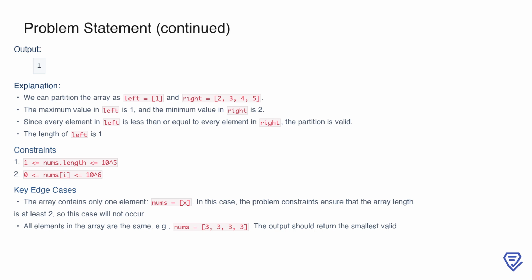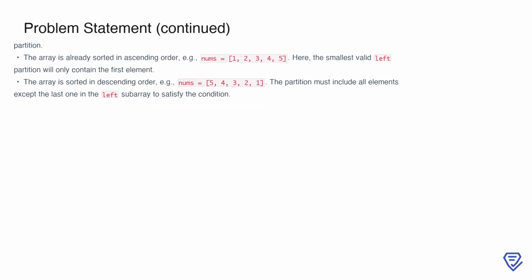include the first element. When analyzing edge cases, several interesting scenarios come up. If all elements in the array are the same, such as 3, 3, 3, 3, the output will return the smallest valid partition, which includes only the first element in left. For arrays already sorted in ascending order, like 1, 2, 3, 4, 5, the left partition will again contain just the initial element. On the other hand, for arrays sorted in descending order, such as 5, 4, 3, 2, 1, almost the entire array needs to be included in left to satisfy the conditions, leaving only the last element in right. These cases highlight the importance of carefully considering the array's structure when determining the partition.